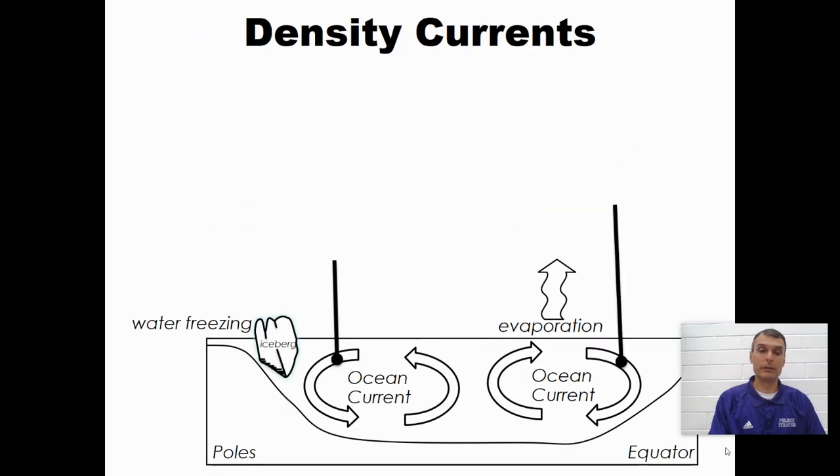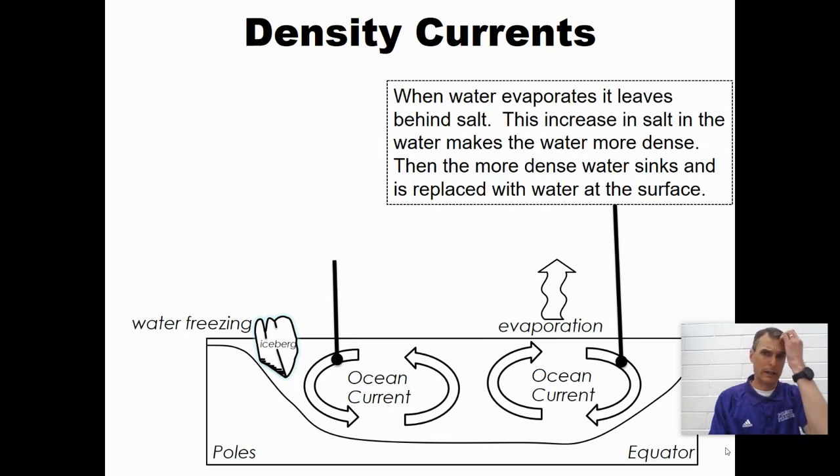The last ocean current that we're going to talk about is called a density current. So the density of the ocean water can be changed in two ways. When water is heated up to the point where it evaporates, the difference between ocean water and fresh water is the salt in it. So when it evaporates, that means there's less water, but there's more salt. And so the water gets more dense and it causes it to sink at that point.